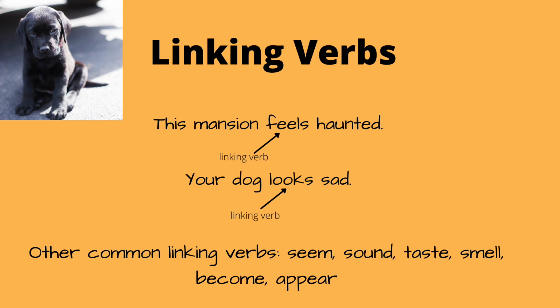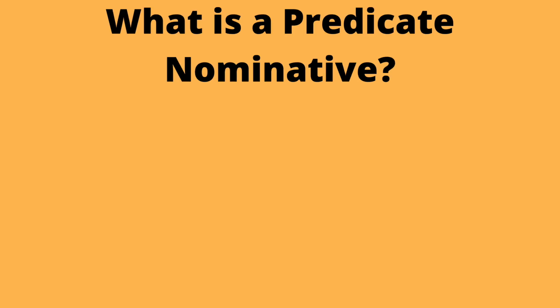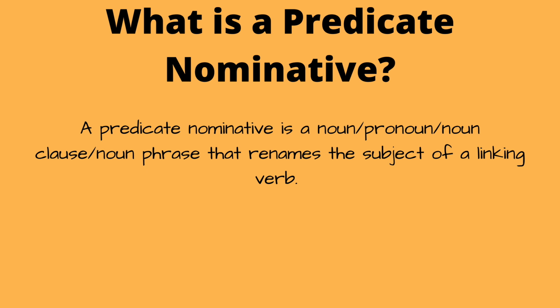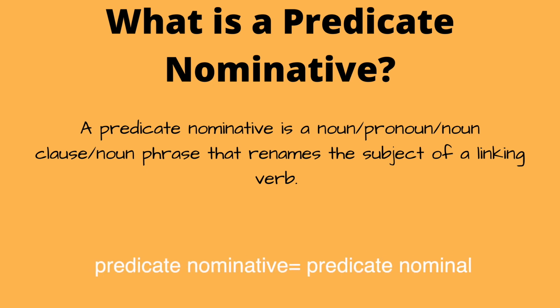We know what a linking verb is. Let's now go over predicate nominatives. Okay, a predicate nominative is a noun, a pronoun, a noun clause, or a noun phrase that renames the subject of a linking verb. It renames the subject of a linking verb. Okay, and some textbooks might call predicate nominatives a predicate nominal.